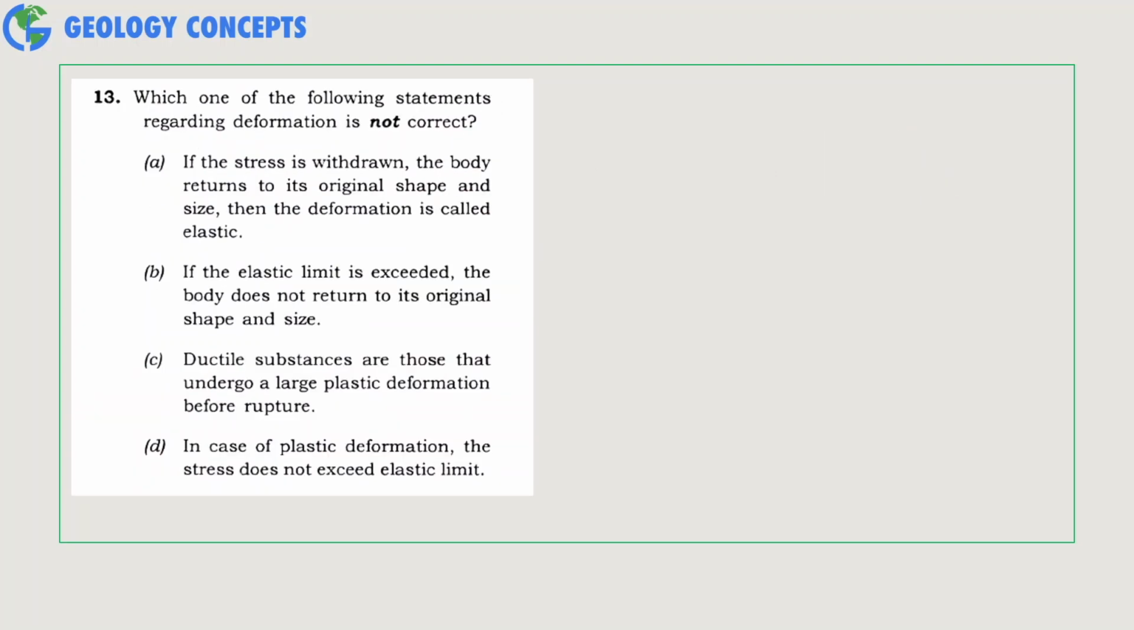We're coming to the next question, question number 13. Which one of the following statements regarding deformation is not correct? If the stress is withdrawn, the body returns to its original shape and size, then the deformation is called elastic. If elastic limit is exceeded, the body does not return to its original shape and size. Ductile substances are those that undergo a large plastic deformation before rupture. In case of plastic deformation, the stress does not exceed elastic limit. So we have to choose which one is not correct.